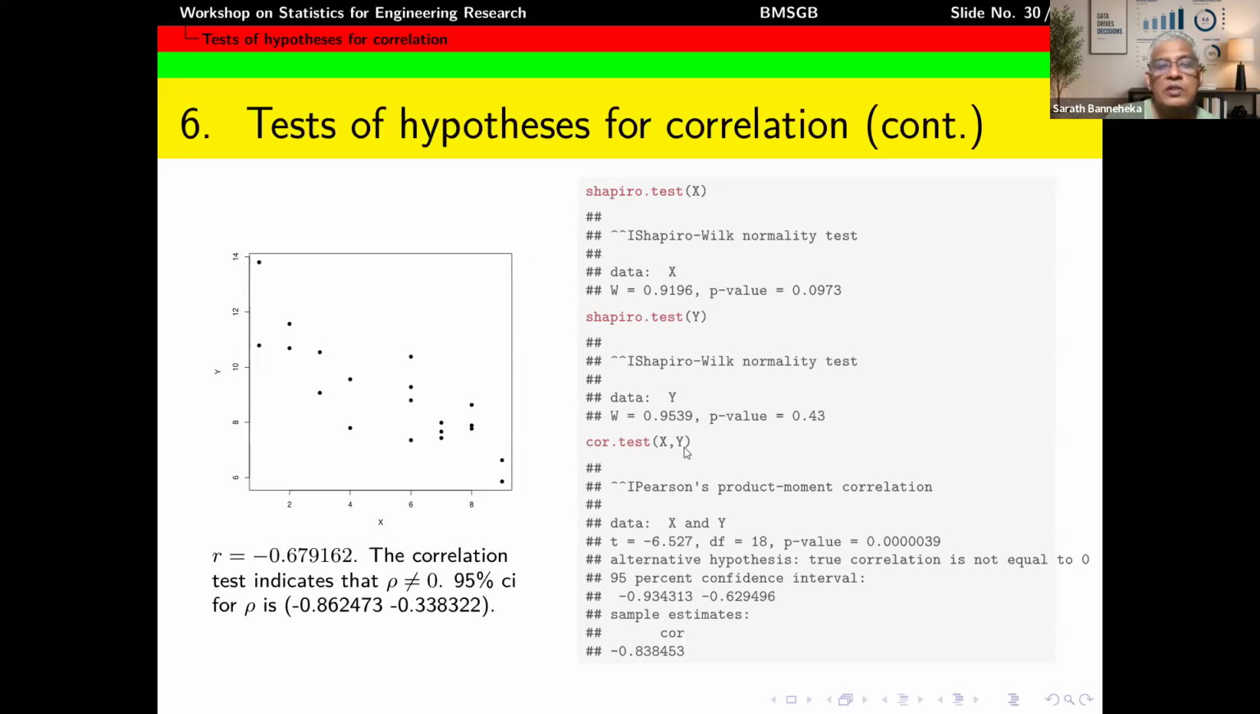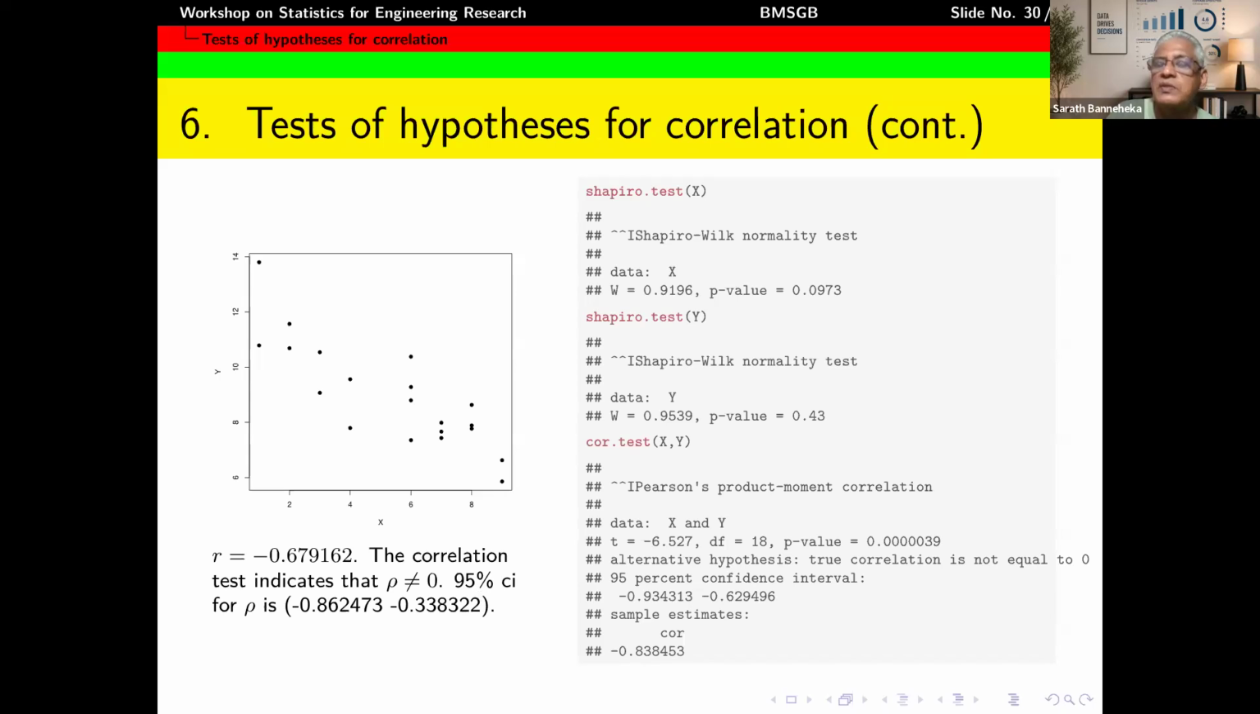And therefore, we carry out the correlation test between X and Y. The p-value comes up as 0.000, so almost zero, which means it is less than 0.05. Therefore, we have enough evidence to reject H naught in this case. What is H naught? H naught is that we are testing whether rho is equal to zero. So rejecting H naught means we decide that rho is not equal to zero.